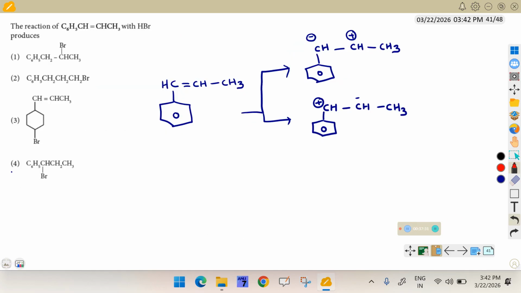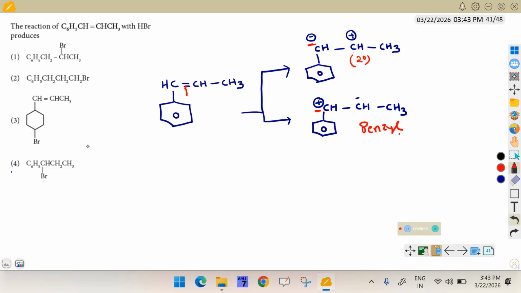The reaction of C6H5CH=CHCH3 with HBr produces? First of all, break the bond between carbon and carbon. Here two possibilities are there. Either benzyl carbon gets negative charge or benzyl carbon gets positive charge. Now you can check it. First case, a 2-degree carbocation is formed. Second case, benzyl carbocation is formed.